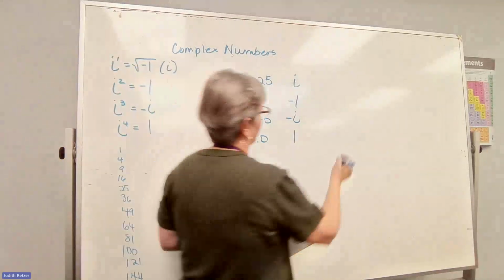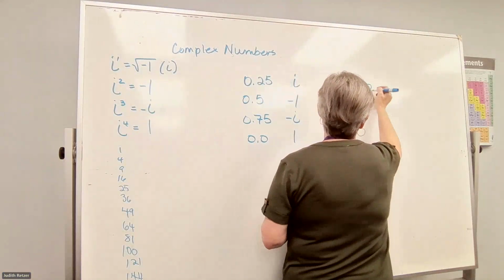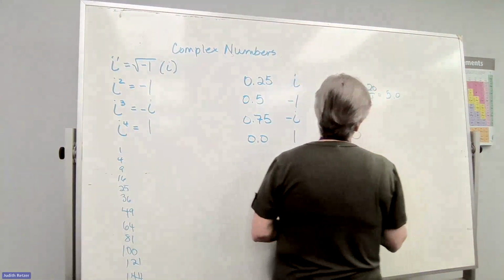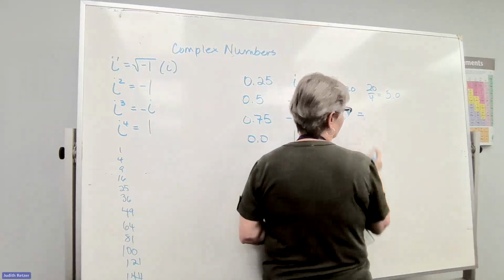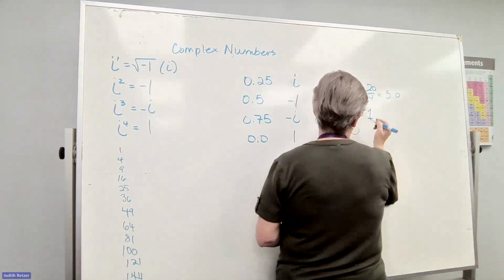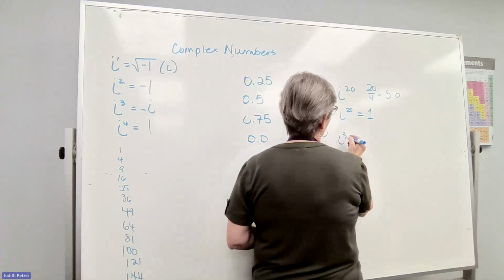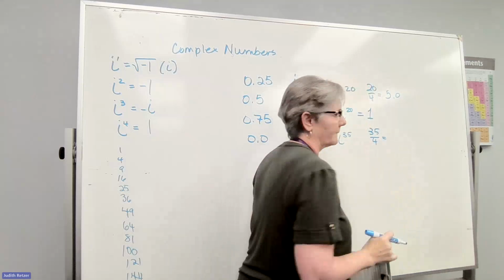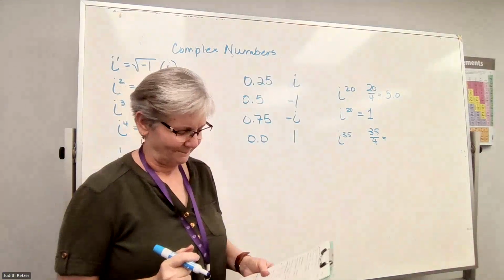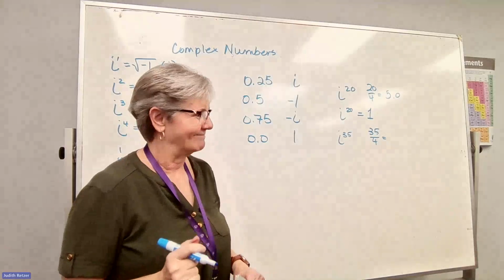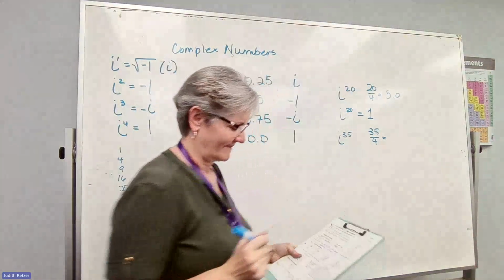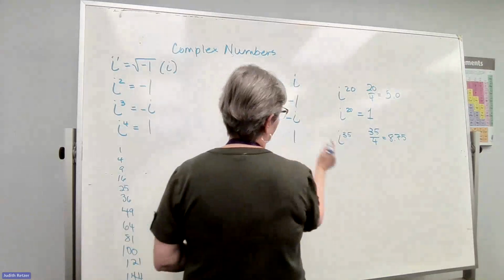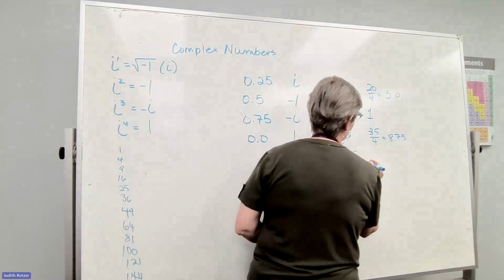All right, so for example, if I had i to the 20th, 20 divided by 4, what's that going to give me? 5.0. So i to the 20th is equal to 1. Okay, i to the 35th. If I take 35 and divide it by 4, what number do I get? Your calculators: 8.75. Therefore, i to the 35th is equal to -i.